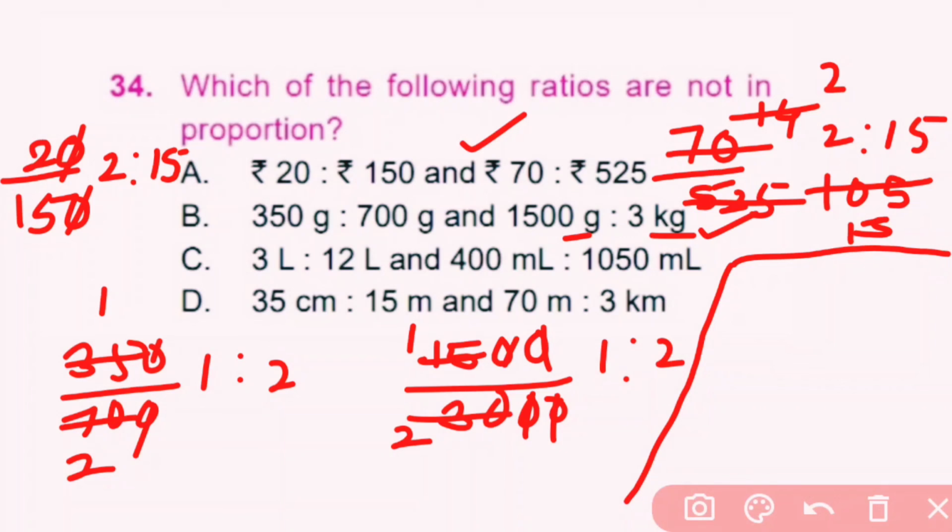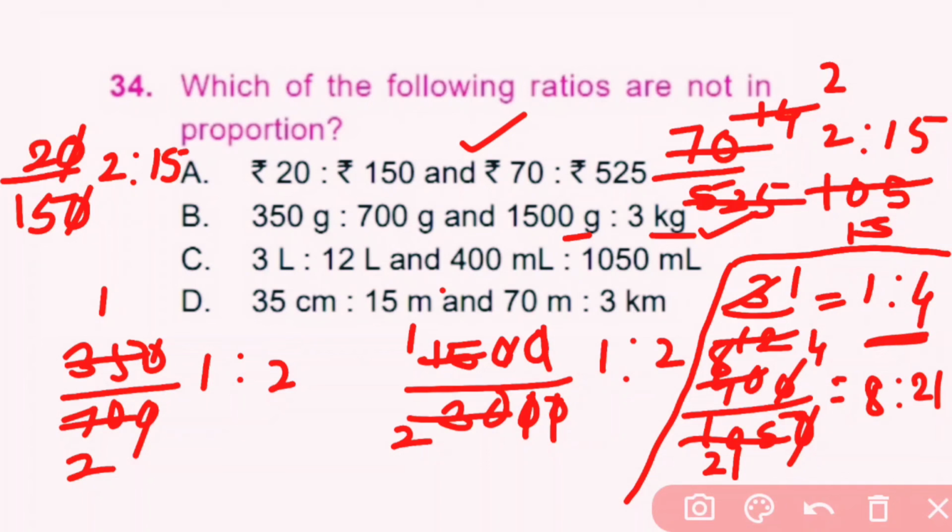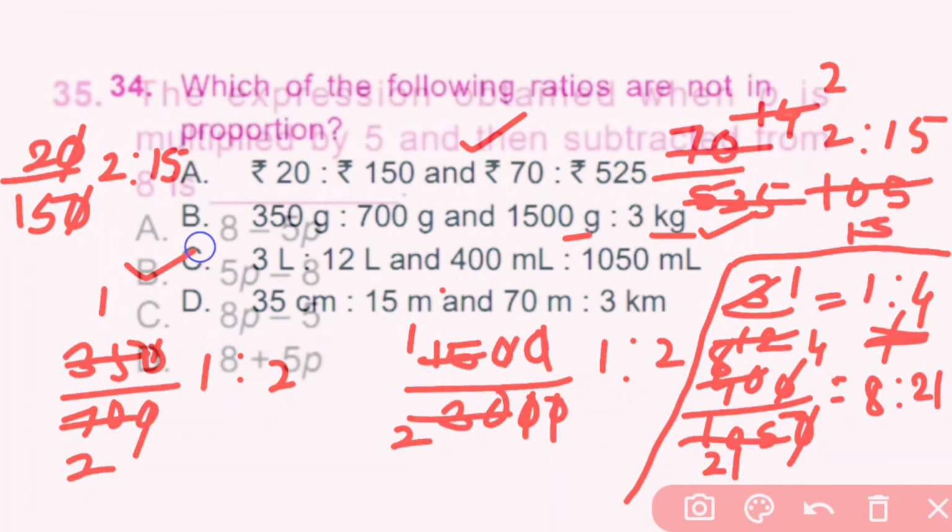Then option C, 3:12 means 3/12, which is equal to 3 ones are 3, 3 fours are 12, which means 1:4. And here 400 divided by 1050, this gets cancelled. 5 eights are 40, 5 twos are 10, and 5 ones are 5, which means 8:21. So option C is not in proportion. C is the correct answer.